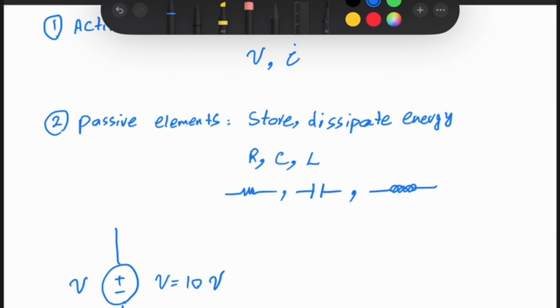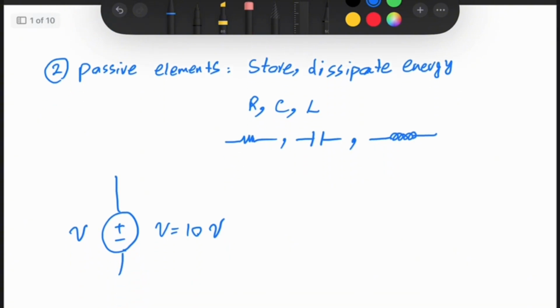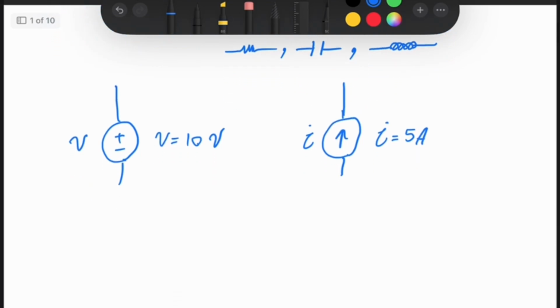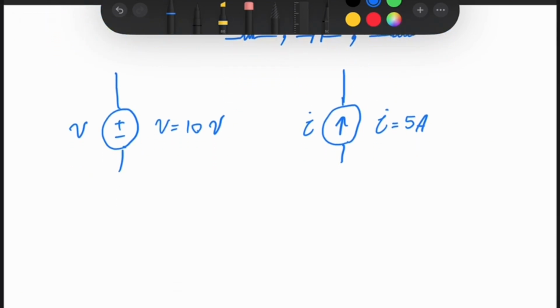And also we have the independent current source, which delivers a fixed current no matter the load, and we show it symbolically in that way. So it can also have a fixed value. For example, it's 5 amperes. We show the polarity or direction with the arrow and plus-minus sign in the diagrams as we illustrated over here.